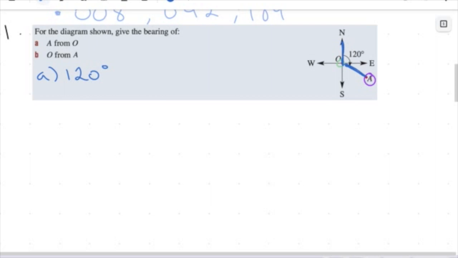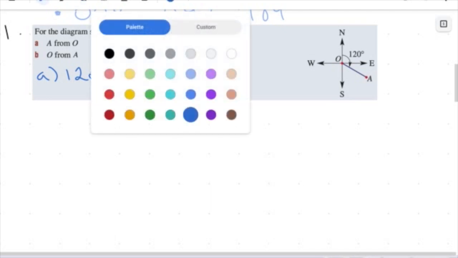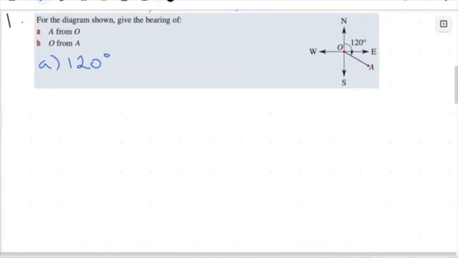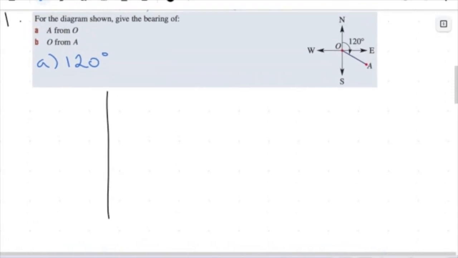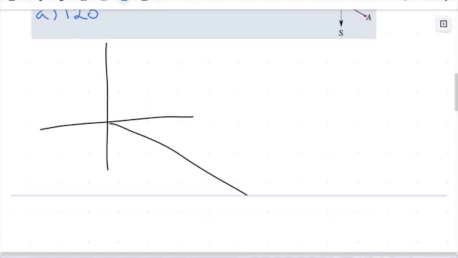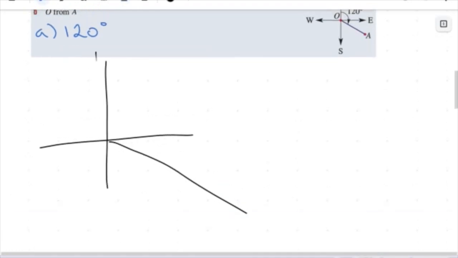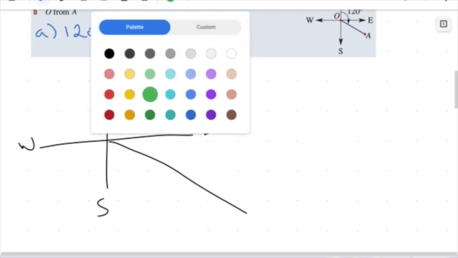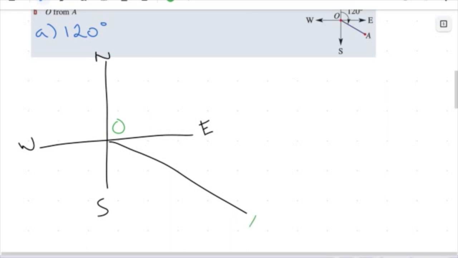Now this is where it gets a little bit tricky, right? We are asked now to give a bearing of O from A. So we've changed the order around. So what I'm going to do, I'm going to draw this a little bit bigger down here, just so we can read it off a little bit easier. So we have our northeast, southwest here, and I have O going down to A here. Let's just write these in, north, east, south, west. I have my O here, and I have my A here.